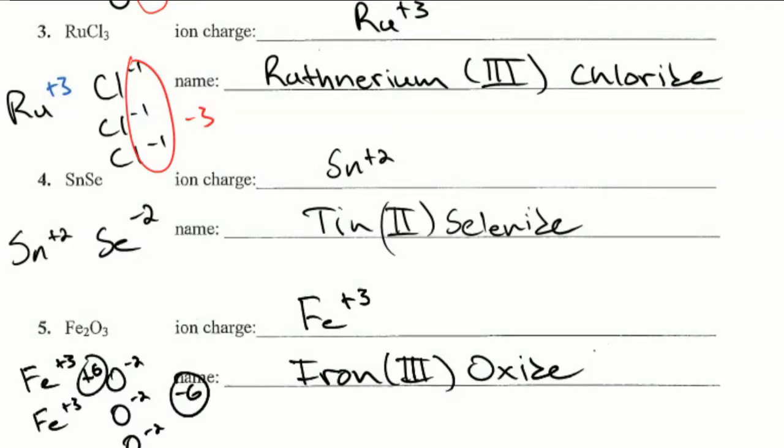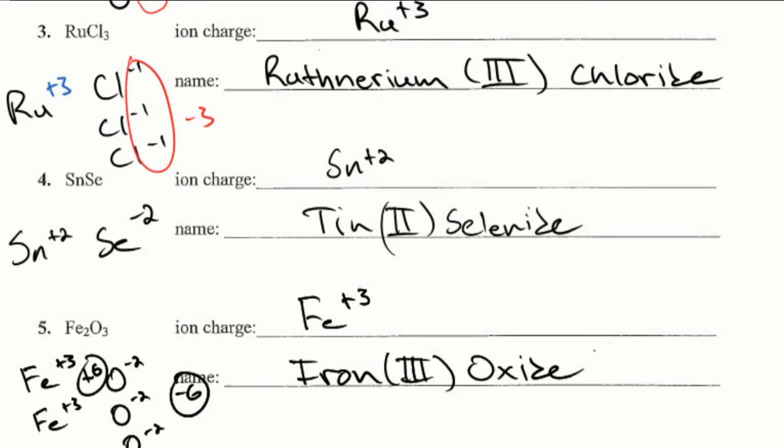All right, so those next ones. Sn, I'm thinking, is tin. These Latin names can throw us for a bit of a loop. So Sn is tin. Selenium, there's one of them, has a charge of -2. There's one tin, so it has to balance out at +2. So we have tin(II) selenide.